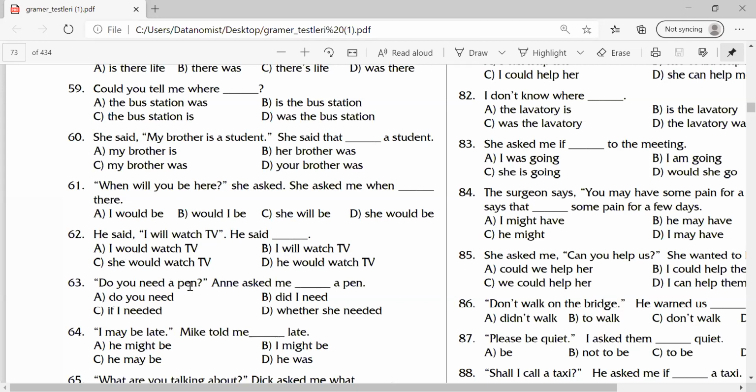Do you need a pen? Question. And asked me if or whether, whatever, S plus V, S plus V. Do you need it? No, no, whether she needed, if I, okay. See, here, I or she is what difference, which you need to select the right answer. Do you need a pen? She asked me if I needed a pen, not whether she needed.